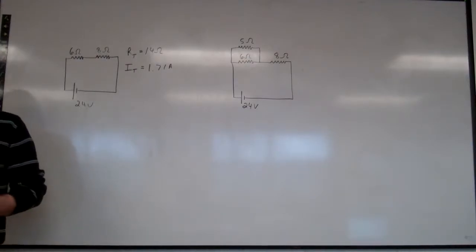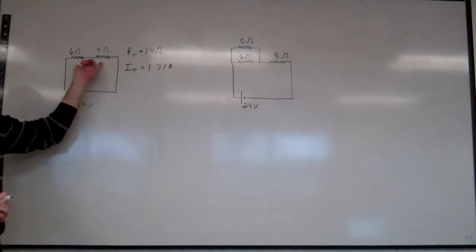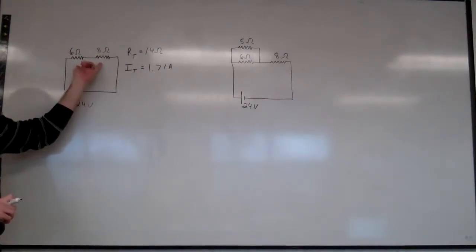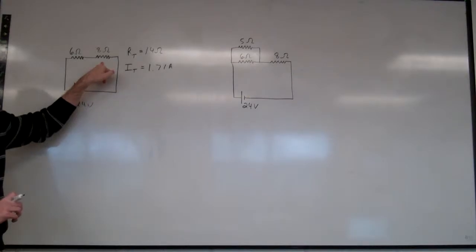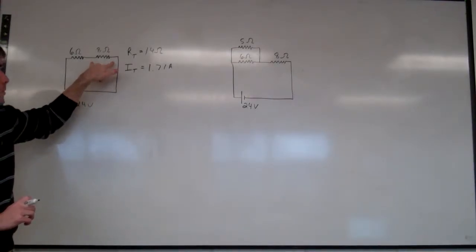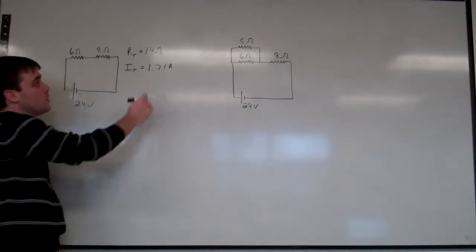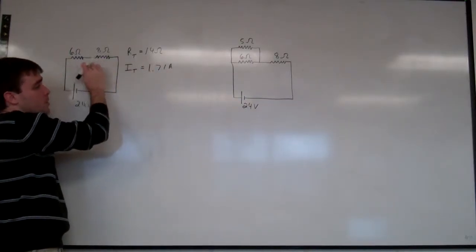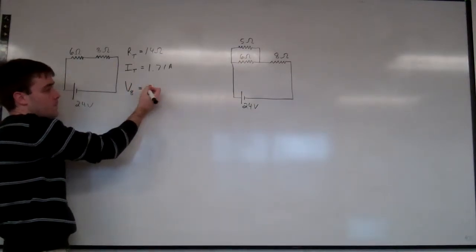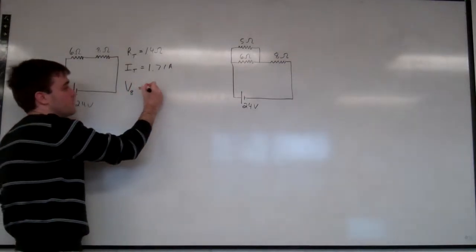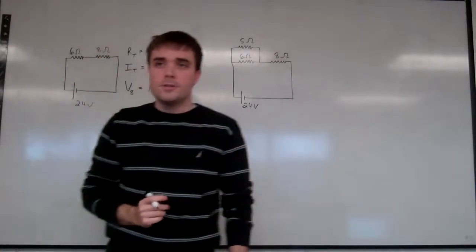How do we find the voltage drop across the 8 ohm resistor? Since they're in series, what's the same across both? Current's the same across both since they're in series. So the current through the 6 ohm resistor is going to be 1.71 amps, and the current through the 8 ohm resistor is going to be 1.71 amps. And we're looking for the voltage across the 8 ohm resistor. So we're going to do V equals IR. I is going to be 1.71 amps since that's the current across both, and the resistance is going to be 8. So what's the voltage across the 8 ohm resistor in this one? 13.68 volts.